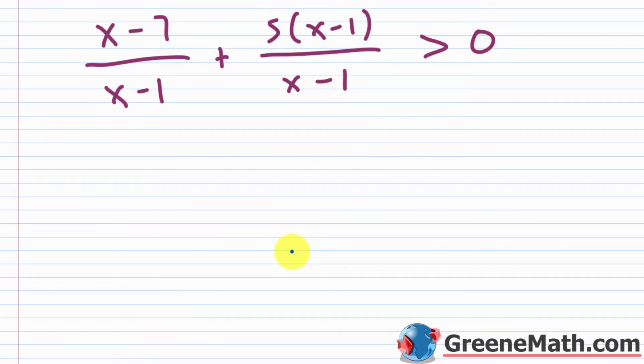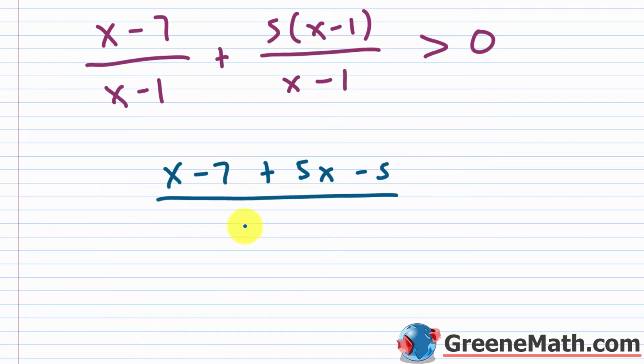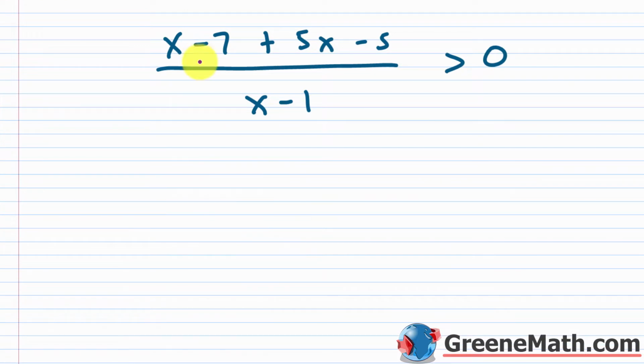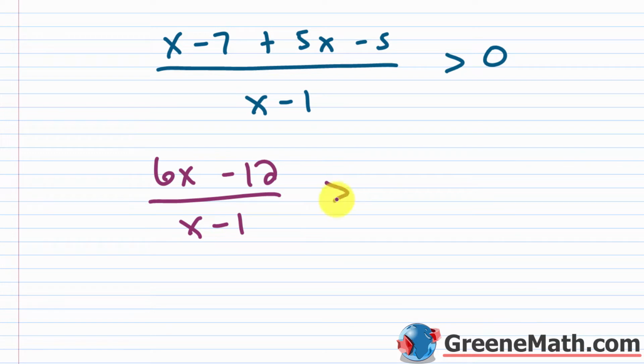And from here, I'll just say this is x minus 7. Then plus, you'll have 5 times x, which is 5x. And then basically 5 times negative 1 is minus 5. This is over the common denominator of x minus 1. And then this is greater than 0. I'm going to simplify in the numerator. So x plus 5x would be 6x. Then negative 7 minus 5 is negative 12. And this is over x minus 1. So then this guy is greater than 0.